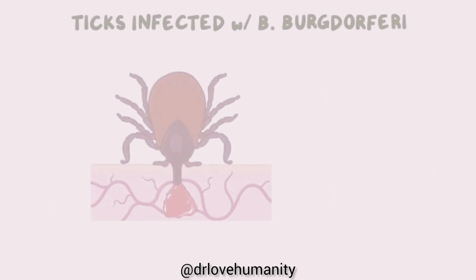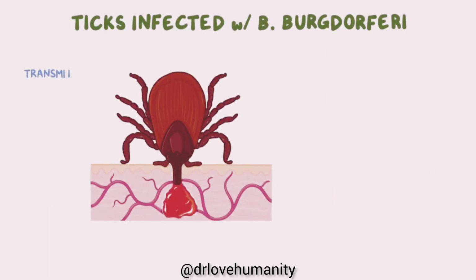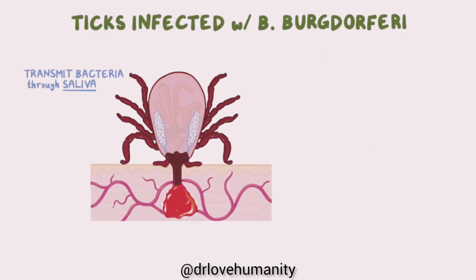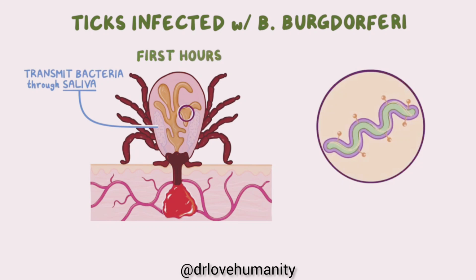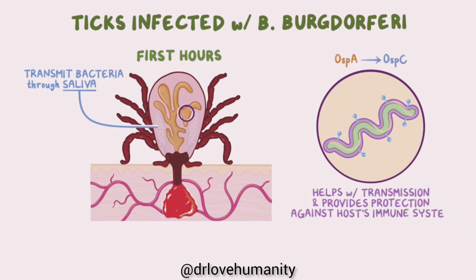A tick infected with B. burgdorferi can transmit the bacteria to humans and animals through their saliva during feeding. In the first few hours after attachment, the bacteria in the tick's midgut switch their outer surface protein from OSPA to OSPC, which helps with transmission and provides protection against the host's immune system.